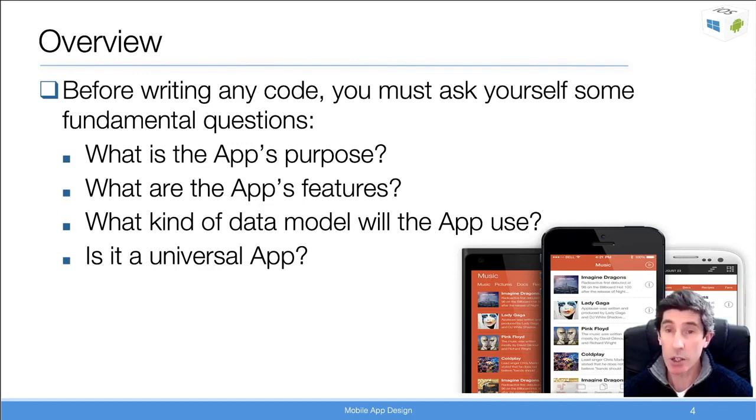So again, these are questions you could be asking yourself even now. I know it's quite early on in the module, but you could be deciding and asking yourself these questions. What do I want my app to do? What do I want its features to be? The data model, we'll talk about that in a little bit more detail later on. And then we can assume it's just for a phone, but maybe you want to build one for a tablet as well. And that's just fine too.